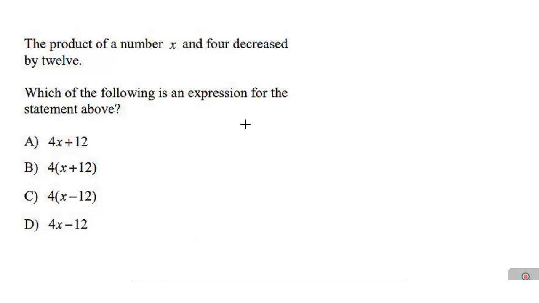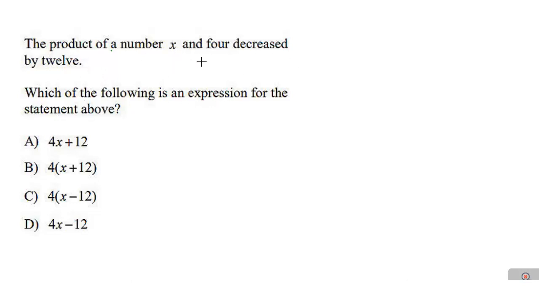All right, in this video I'm going to be solving another SAT practice test. So this question says the product of a number x and 4 decreased by 12. Which of the following is an expression for the statement above?